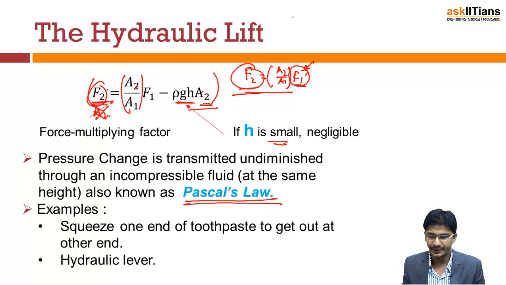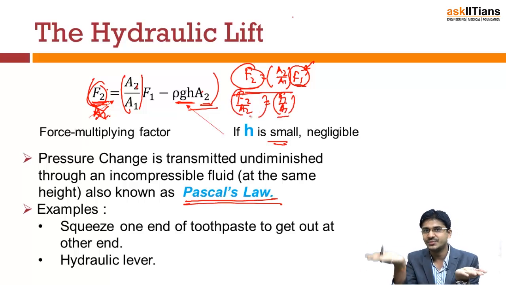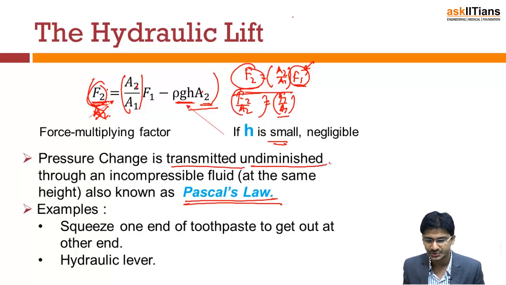You can see here F2 by A2 is F1 by A1. So the pressure that you extra applied on this side also appeared on this side. This is called Pascal's law. That the pressure that you apply is transmitted undiminished through an incompressible fluid, also known as Pascal's law. Remember, it was like this.